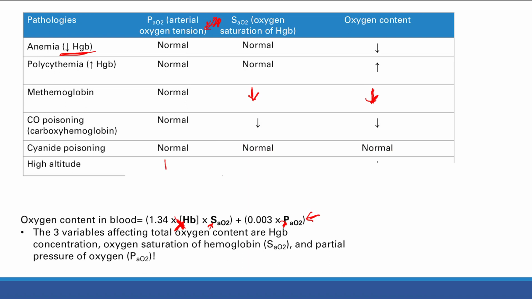Finally, high altitude: what happens to the PaO2? In this case, PaO2 goes down because less oxygen goes through the lungs into your blood. If PaO2 goes down, what happens to the oxygen saturation of hemoglobin? You're going to get decreased saturation, so your oxygen content is going to go down. So that's it for our hemoglobin lecture.